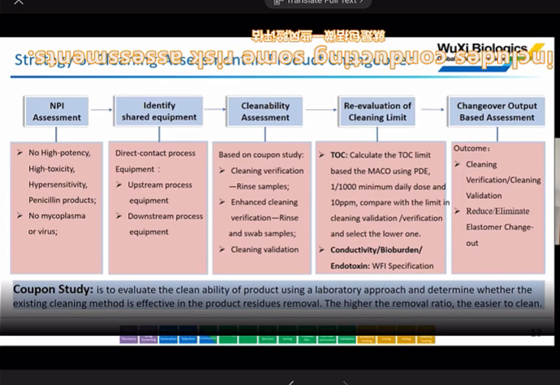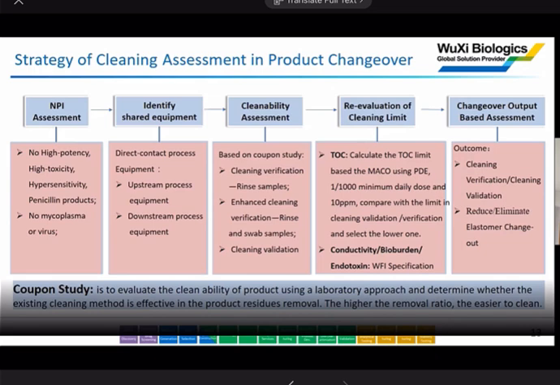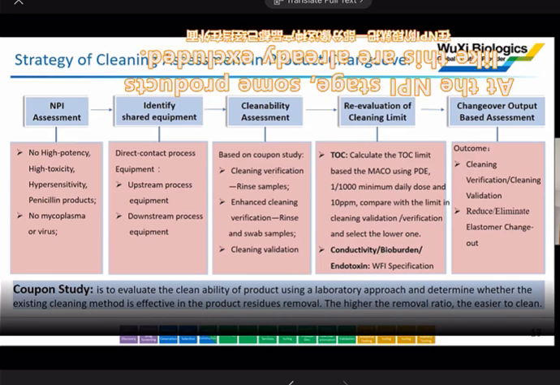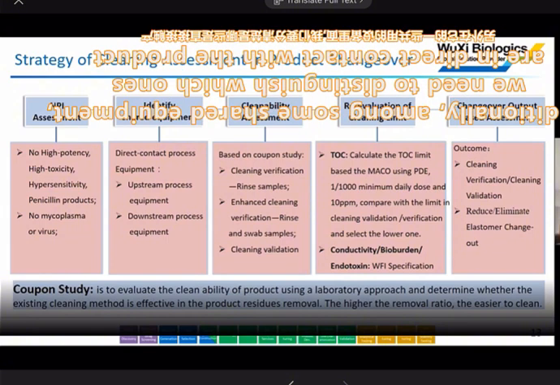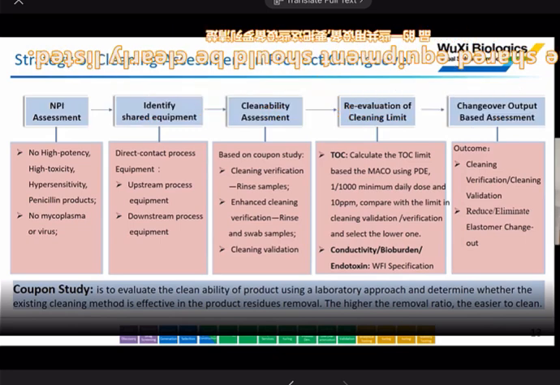Although this isn't called cleaning verification, some of its sampling sites and assessment methods are basically consistent with cleaning verification. Next, let's talk about how to control the product transition process. This includes conducting some risk assessments.